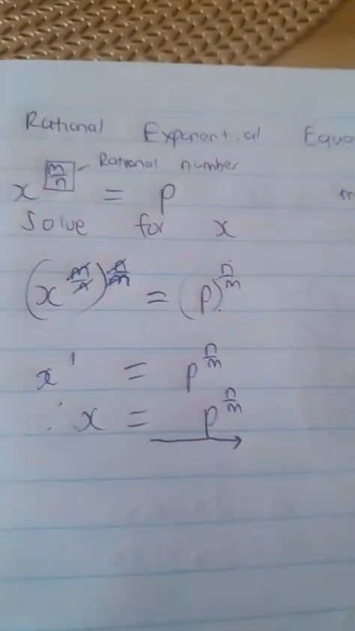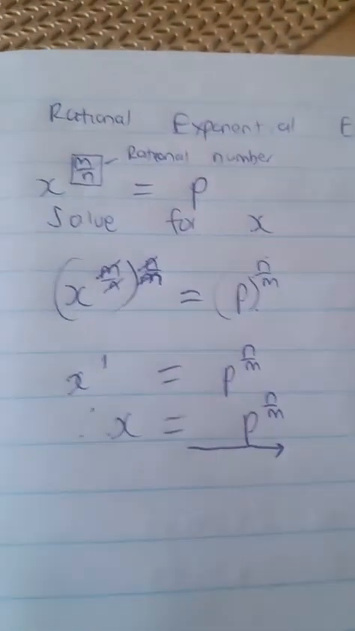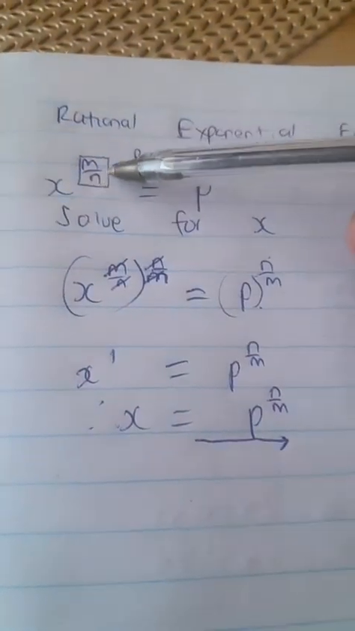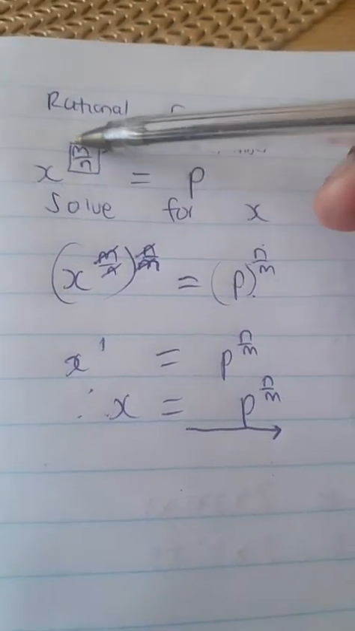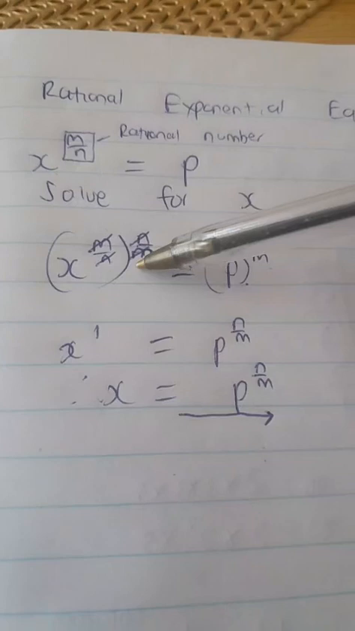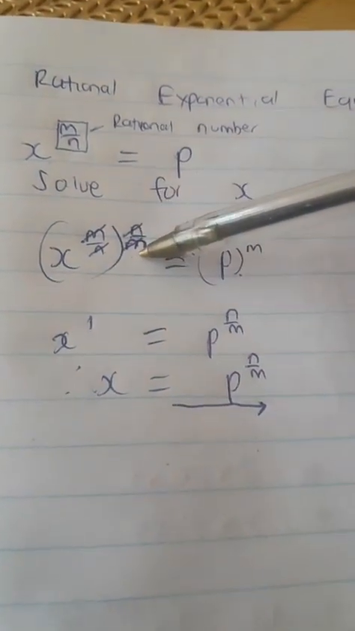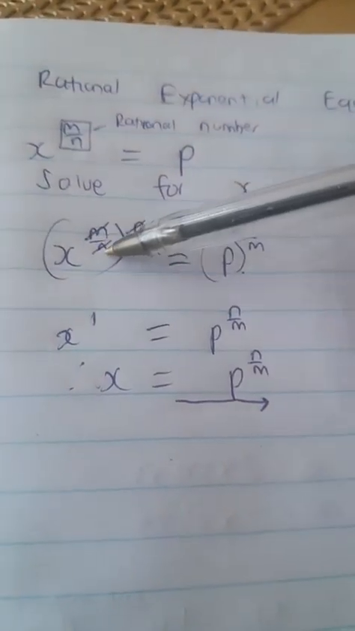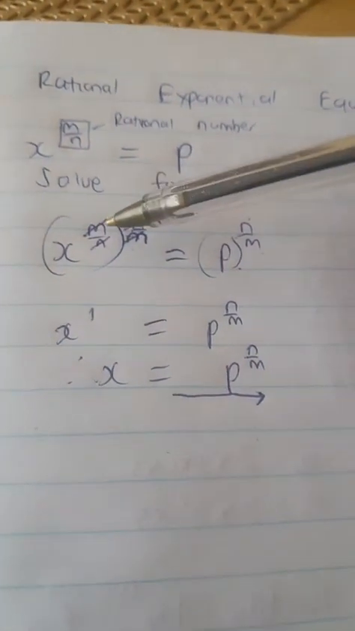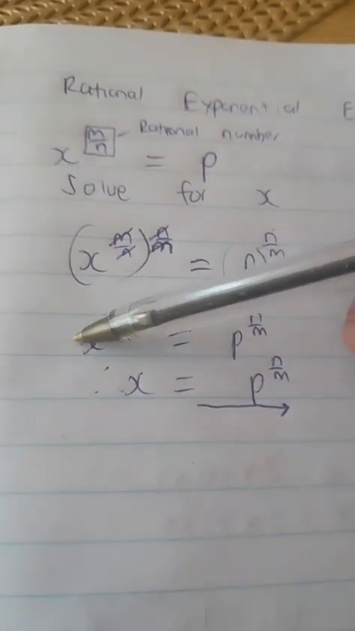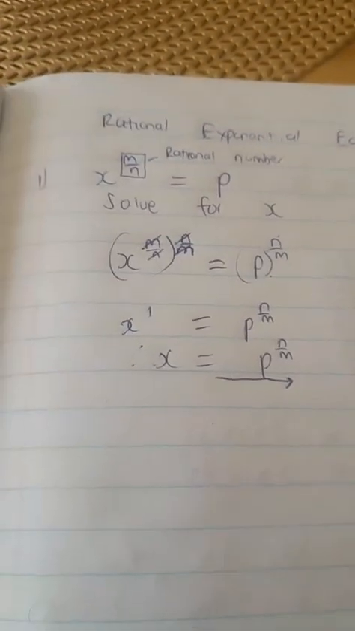So this is the most basic rational exponential equation you can get. The concept is locked into the fact that whenever we have a variable raised to a particular rational exponent, we always multiply by its reciprocal rational exponent so that we can get rid of the rational exponent and solve for the variable. Okay. Yeah, so I hope that makes sense.